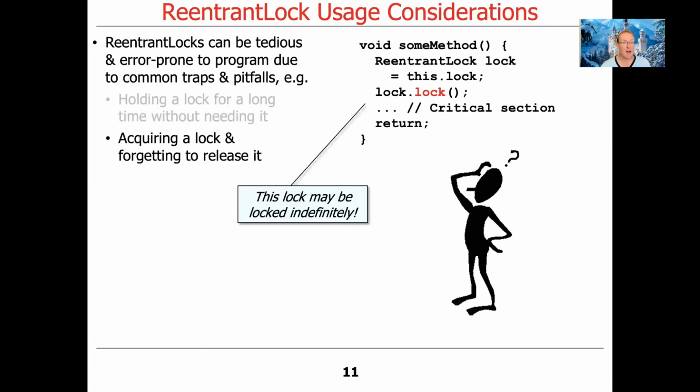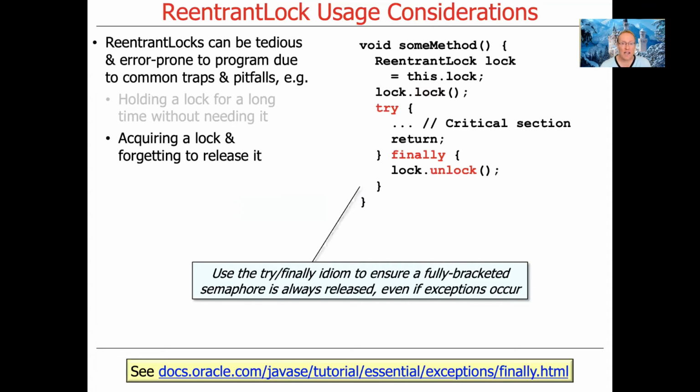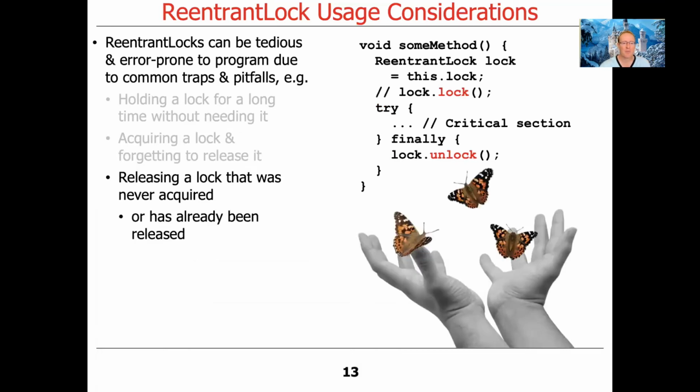Another very easy mistake to make is to acquire a lock and then return or have an exception thrown and forget to release the lock. That means the lock may be locked indefinitely, and it'll definitely cause problems. Even if it's a recursive lock or a recursive mutex, it'll still get you into trouble. That's why it's so important to always get in the habit of using the try finally idiom in Java, to ensure that no matter how you leave, be it an exception or a return statement or a break statement or whatever, the lock is unlocked on the way out.